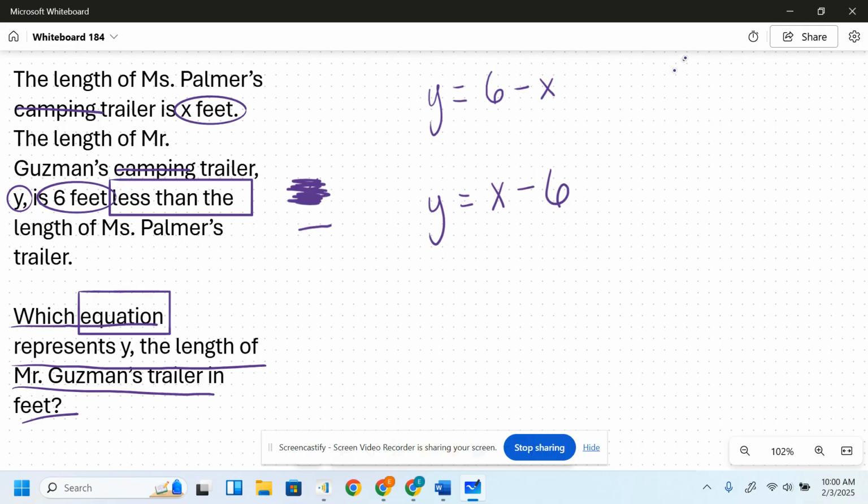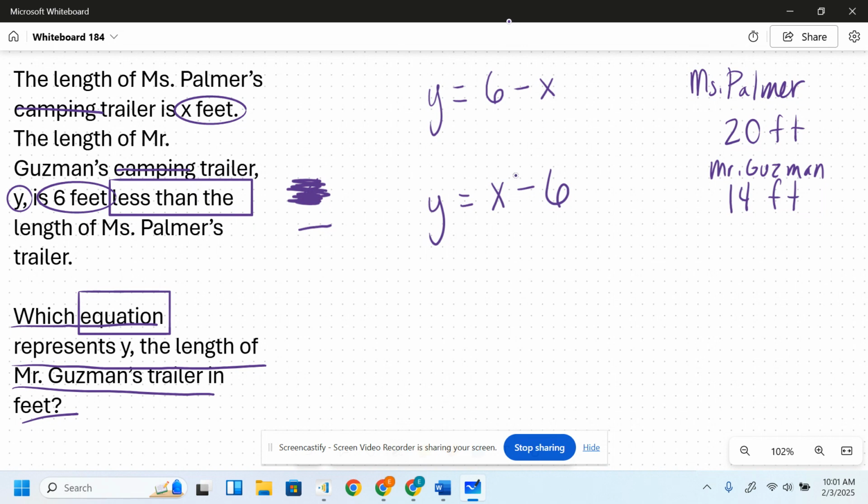So I'm going to give a number, or a value, for Mrs. Palmer's trailer. We're going to say that Mrs. Palmer's trailer is a length of 20 feet. If Mrs. Palmer's trailer is 20 feet long and Mr. Guzman's trailer is 6 feet less than that, then we understand that his trailer has to be 14 feet in length because it is 6 feet less than Mrs. Palmer's.